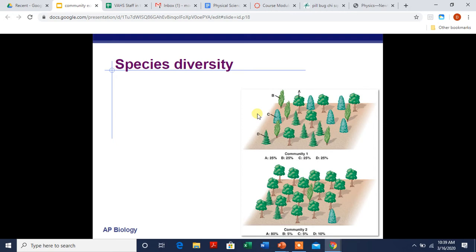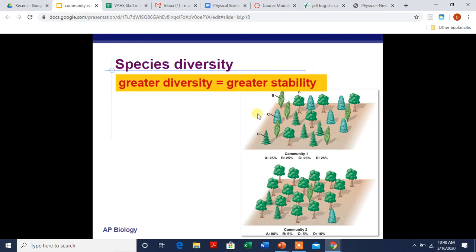So first we'll get to species diversity. And right away I want to be really clear, the reason that species diversity is important or biodiversity is important is because communities that have a greater diversity are more stable. They're more resistant to change, things like that.